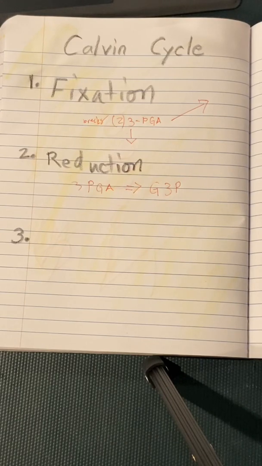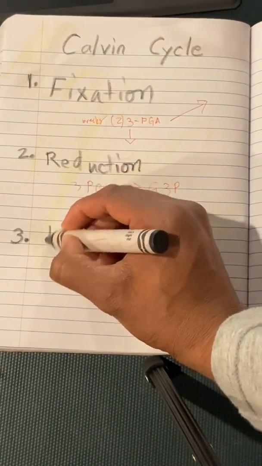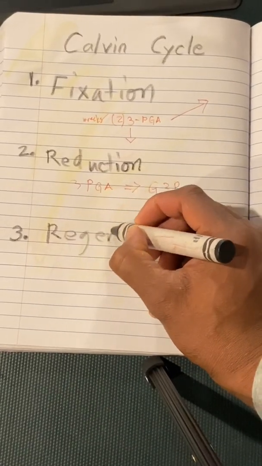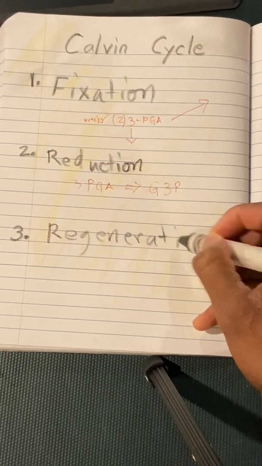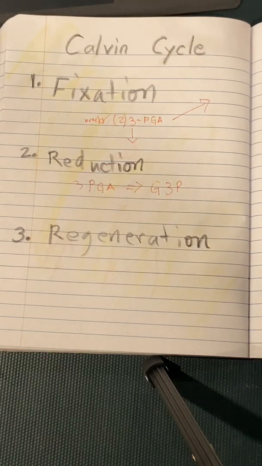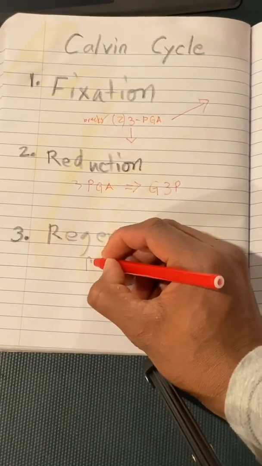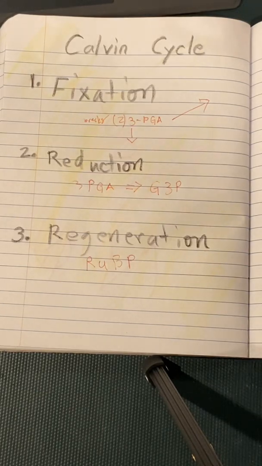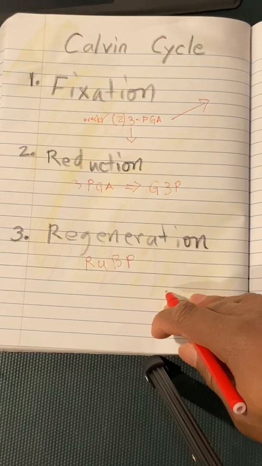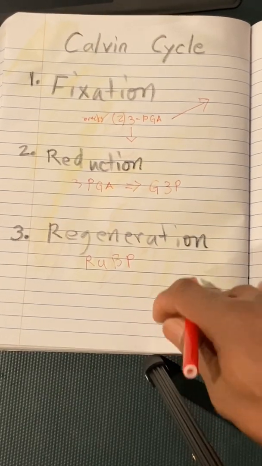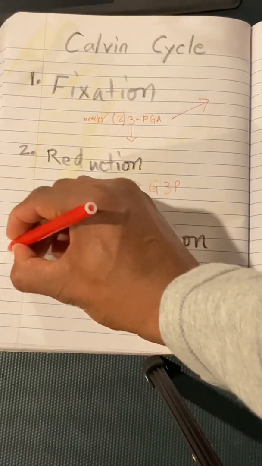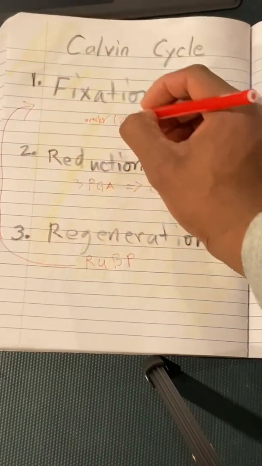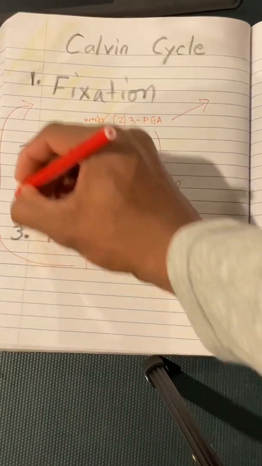So our next step with that G3P, we are going to get the regeneration step. Now on the regeneration step, our G3P is going to become RuBP. Now, I mentioned it, but I did not write it out, but RuBP is used during that fixation. So what happens, that regeneration, this comes back up. And as you see, it's a cycle.